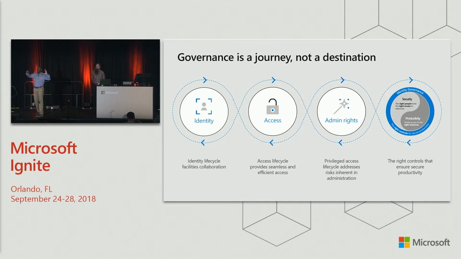You need to think of governance as not just a single point-in-time task that you do. It's an integrated process that you need to build into whatever you do with your IAM infrastructure, your access management infrastructure. You need to enable all these things together to achieve the business outcome of secure productivity. Does that make sense? All right.